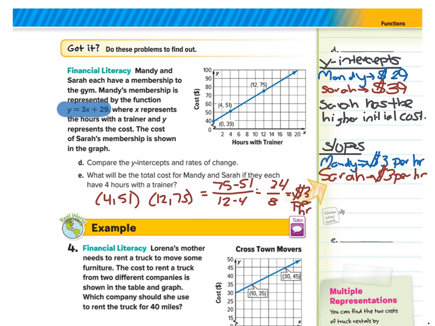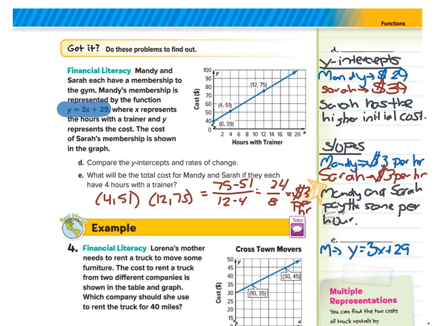So we can safely conclude that Mandy and Sarah pay the same per hour. To finish now, what will be the total cost for Mandy and Sarah if they each have 4 hours with the trainer? Well, for Mandy, we can look at her function of y equals 3x plus 29 and substitute in the 4 hours. So this would be 3 times 4 plus 29, which is 12 plus 29, which is $41. And that's Mandy's cost.